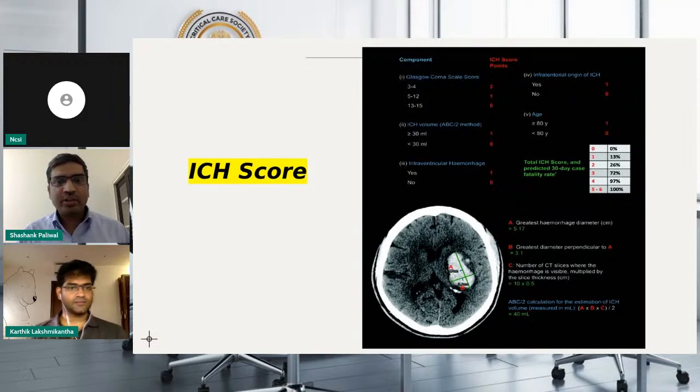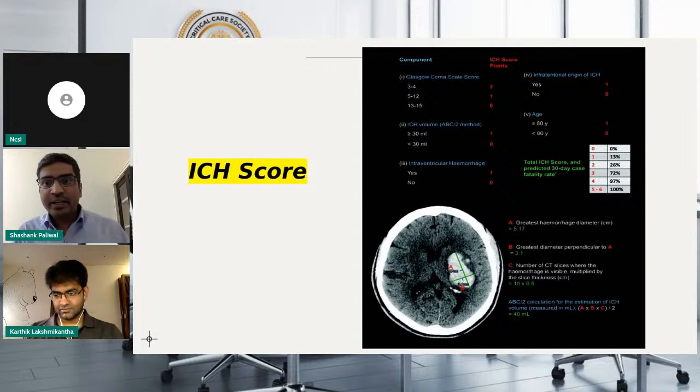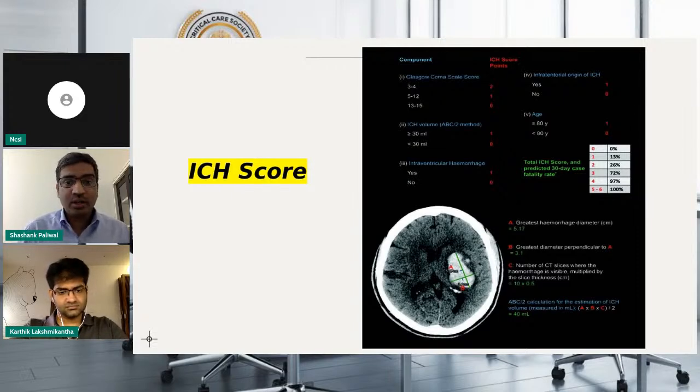Now let's prognosticate our ICH. There is something called the ICH score, which tells the 30-day mortality due to ICH. It has components like Glasgow Coma Scale, ICH volume, whether intraventricular hemorrhage is present or not, infratentorial origin of ICH, yes or no, and then the age. As you can see, there is no coagulopathy or INR component in this because that is modifiable. We can quickly reverse it.